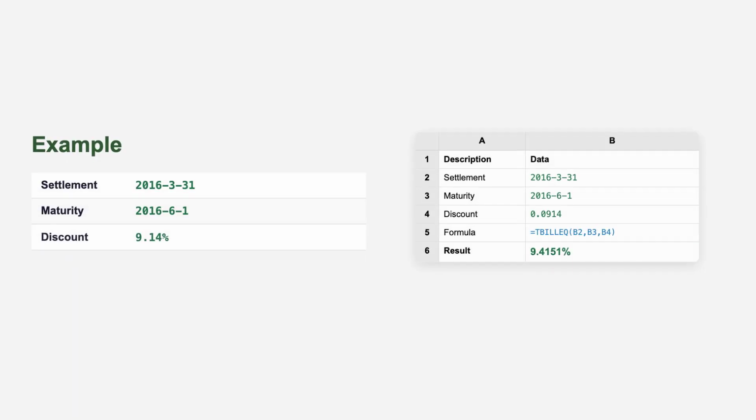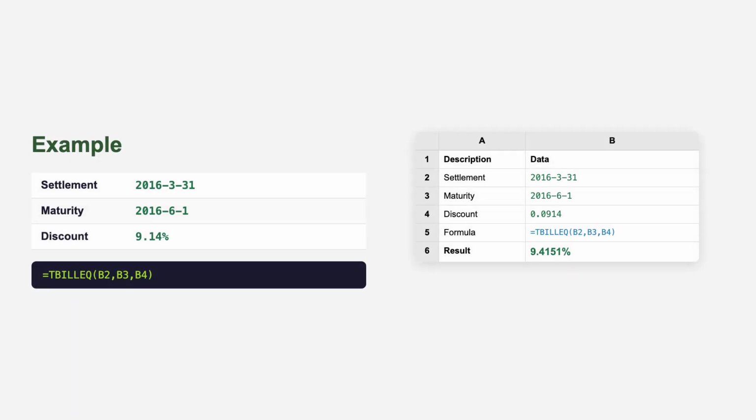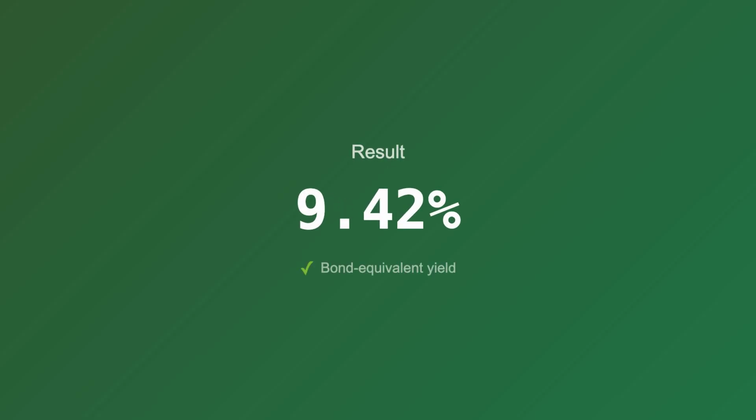Here's an example. We have a Treasury bill with a settlement date of March 31, 2016, a maturity date of June 1, 2016, and a discount rate of 9.14%. The formula is TBILLEQ of B2, B3, B4. The TBILLEQ function returns approximately 9.42%.